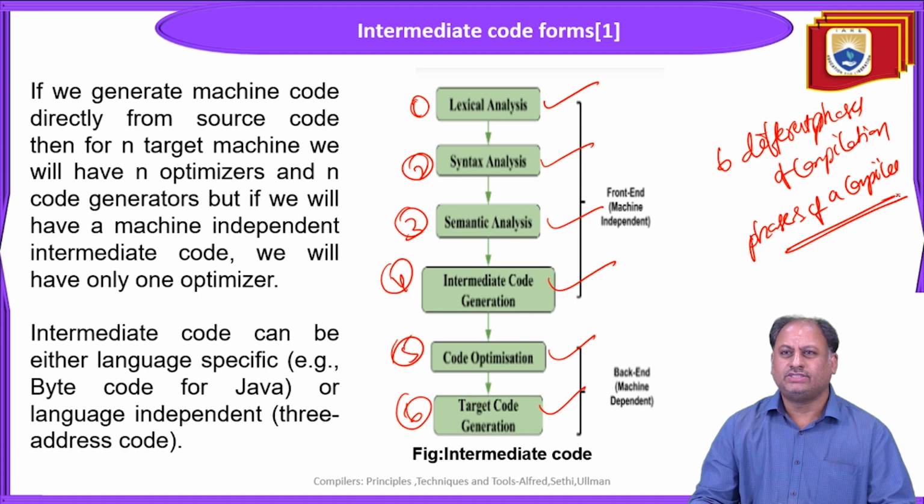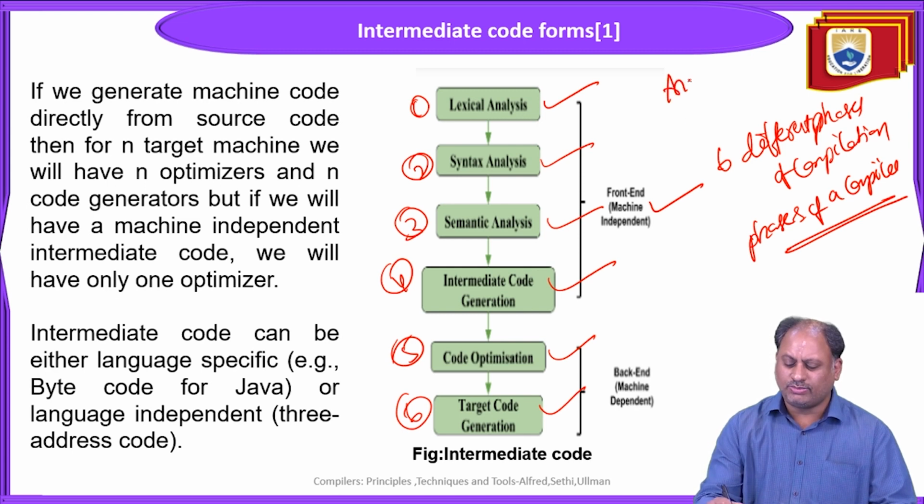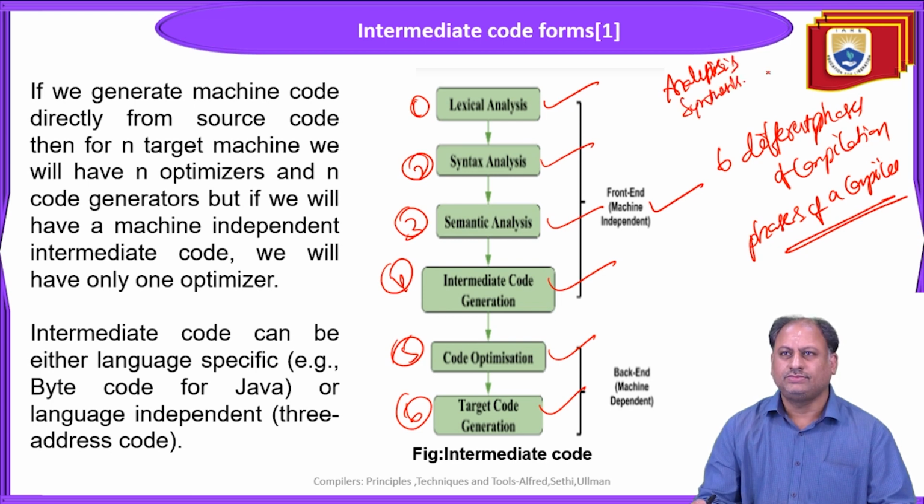We can say that these are the phases of the compiler. Now, what is the front end? What is the code that is generated by the front end? Previously we took two parts: one is the analysis part, and the second one is the synthesis part.